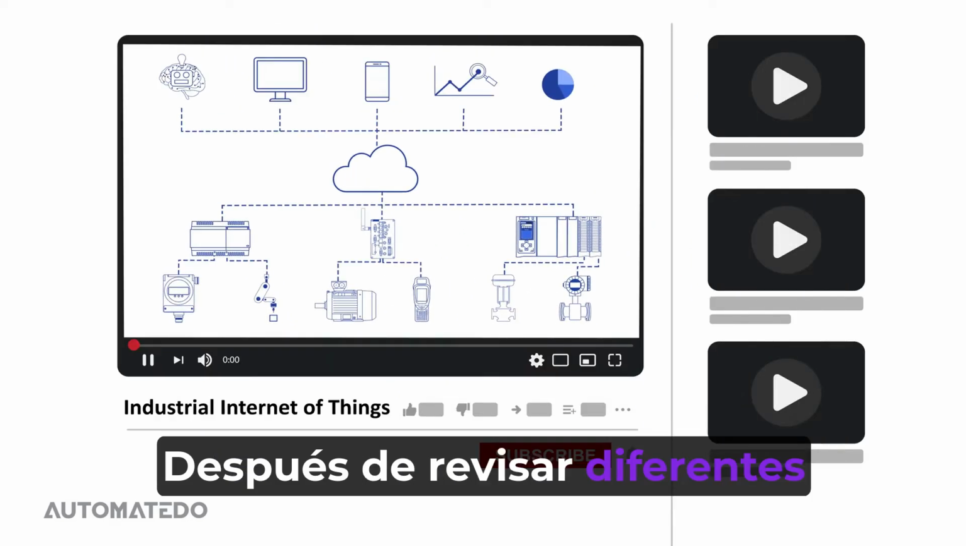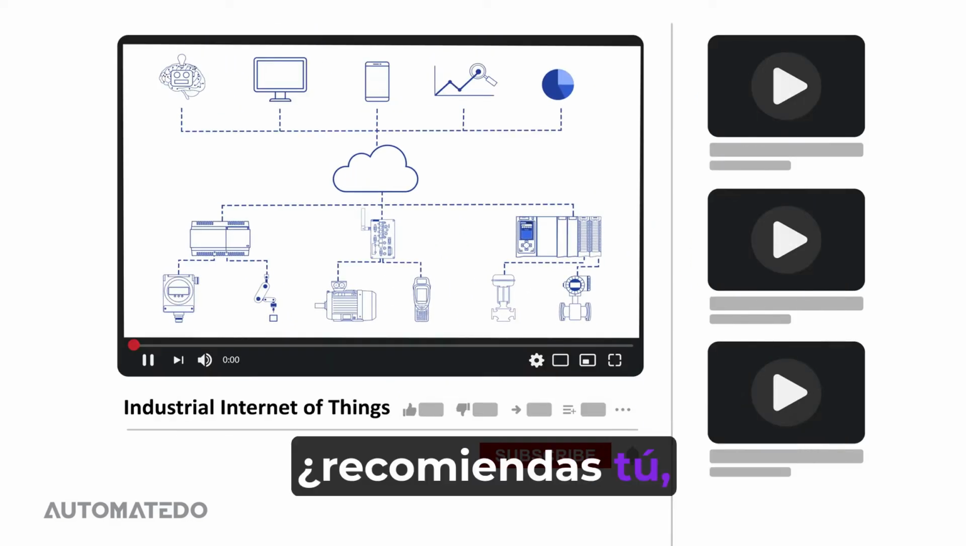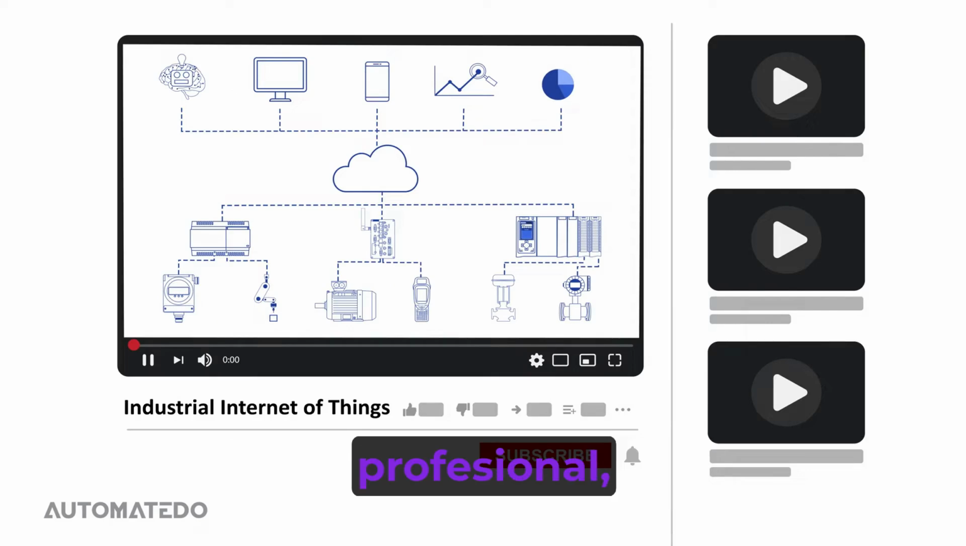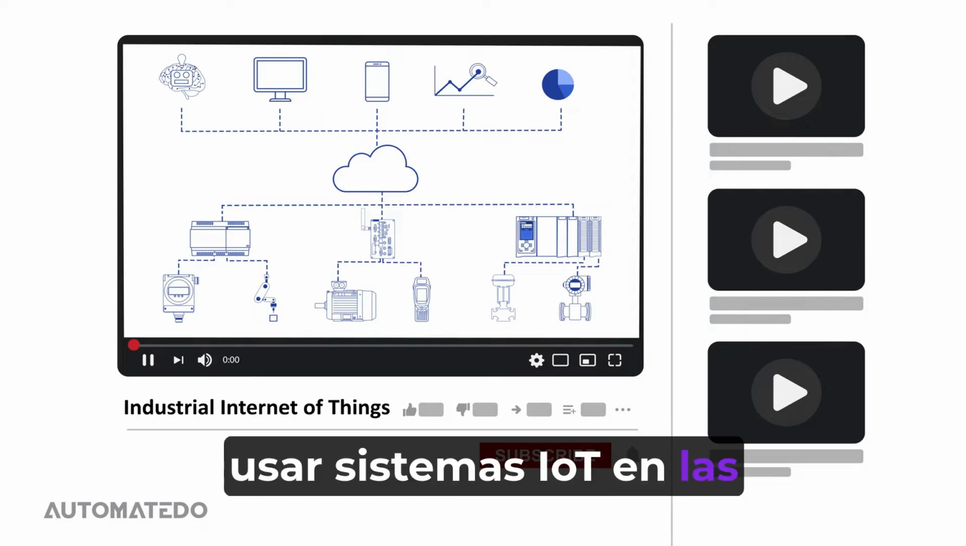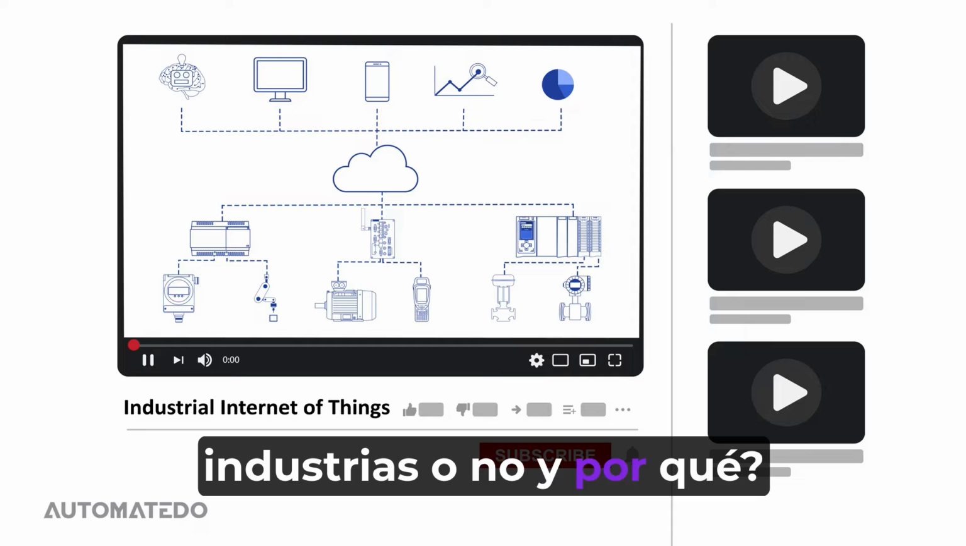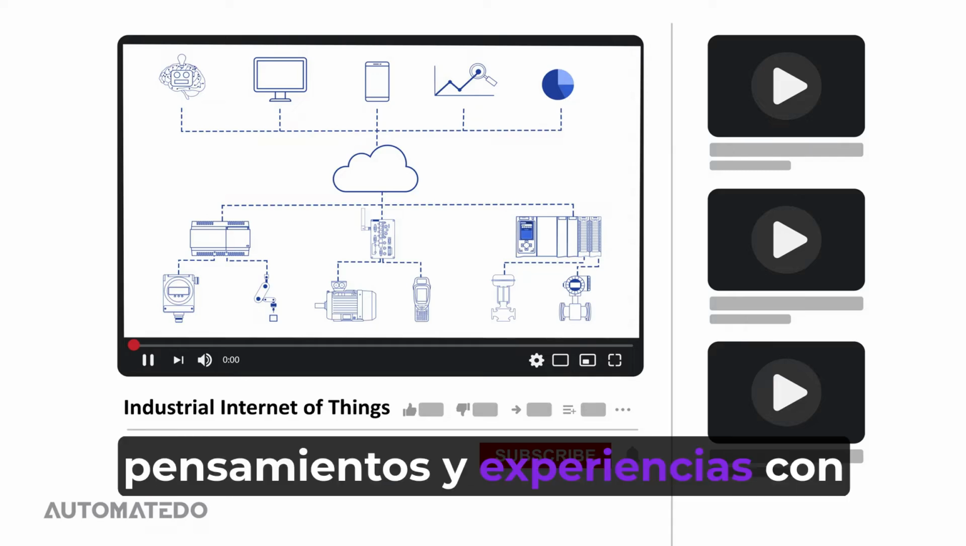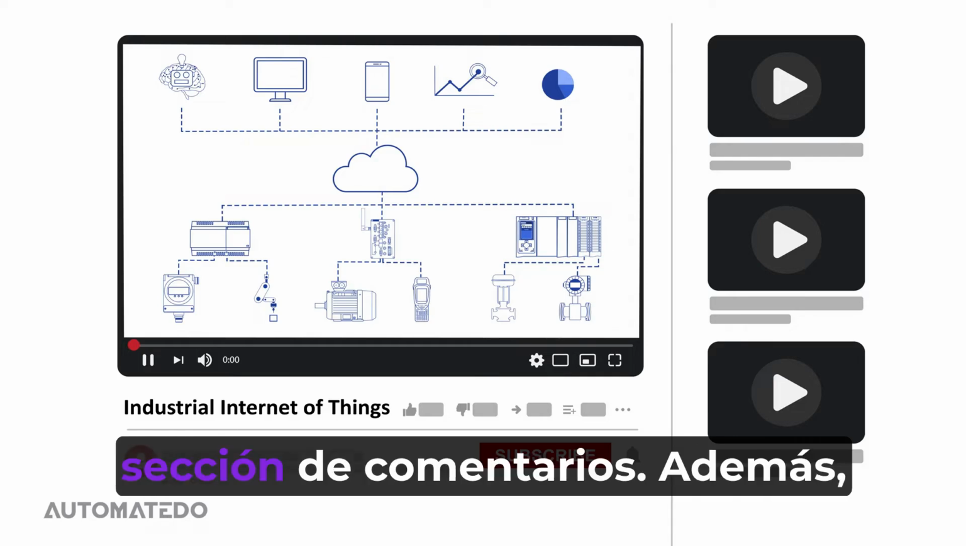After reviewing different concepts of industrial IoT, do you, as a professional automation engineer, recommend using IoT systems in industries or not, and why? Please share your thoughts and experiences with us and the audience in the comment section.